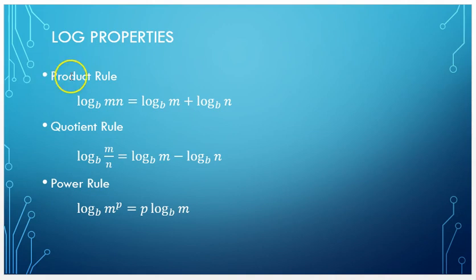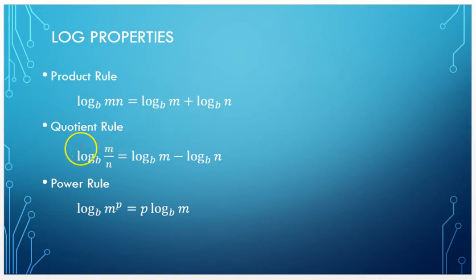The first one is the product rule, and the idea behind it is if you have two things being multiplied inside of a logarithm, then you can split it up into two different logarithms that are being added together. Notice that the base does not change, so if you have base 3, then the other two logarithms will still be base 3. All that's happening is we're taking one logarithm with a product of two terms, and we're making it into two logarithms separately that are being added together.